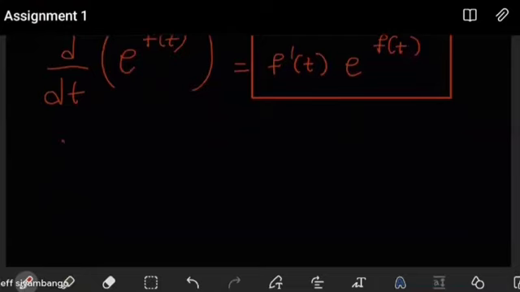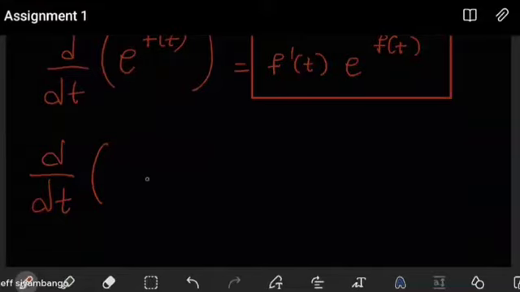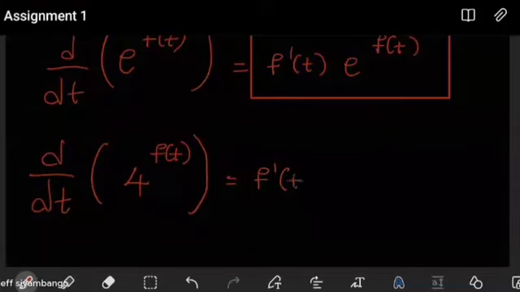Had it been something like this, where the base was not e, if the base was a number, let's say maybe 4 to the power of some function of t, here the derivative would have been, again, first differentiate the power, f prime of t. So f prime, the prime there means the derivative of f.